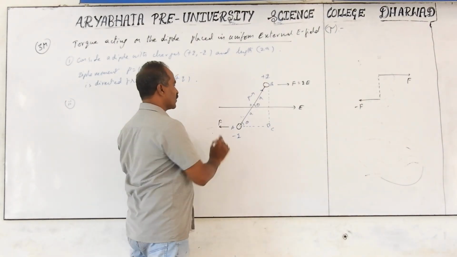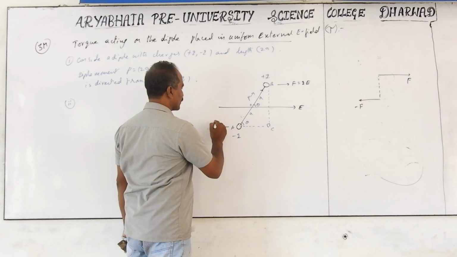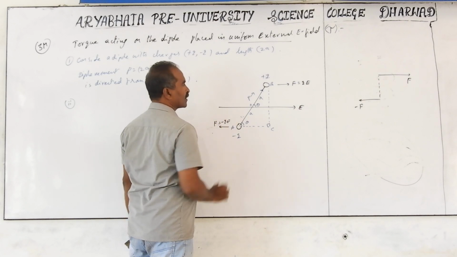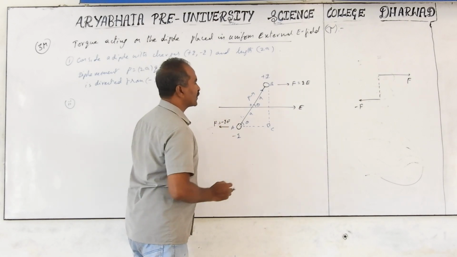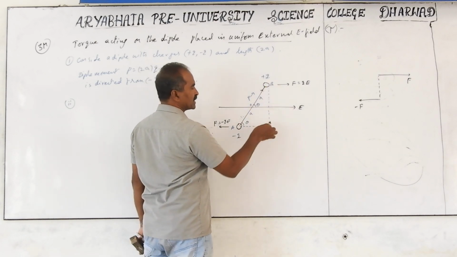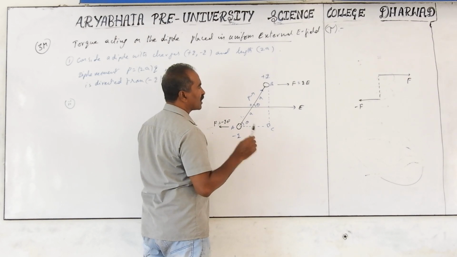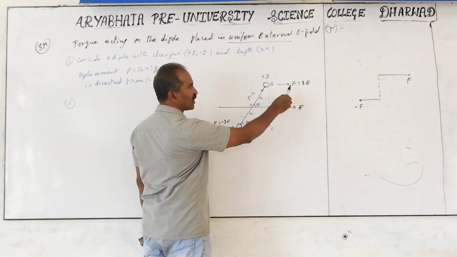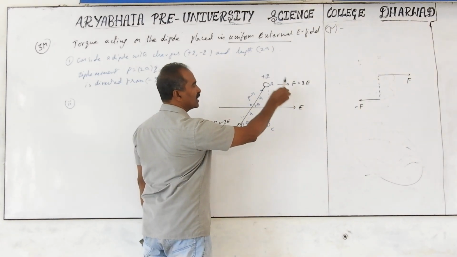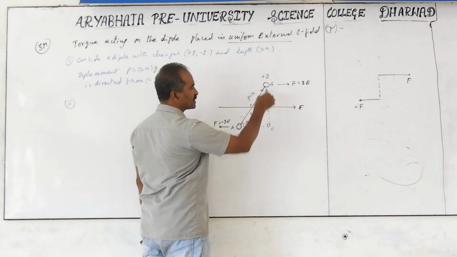F equal to qE, and F equal to minus qE. Both are equal and opposite, and the perpendicular distance is BC. The moment of a couple is called the torque. What is the torque? For the couple, torque is equal to the magnitude of one force into the perpendicular distance between the two forces, that is BC.